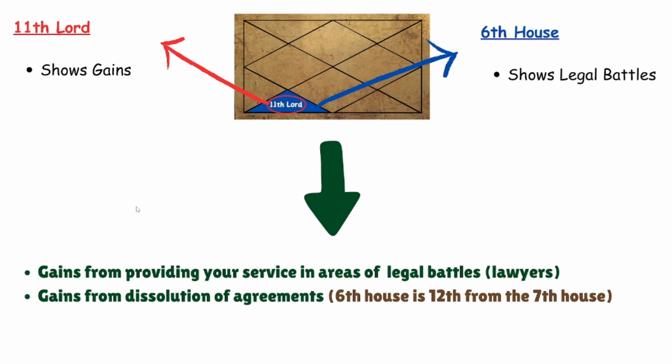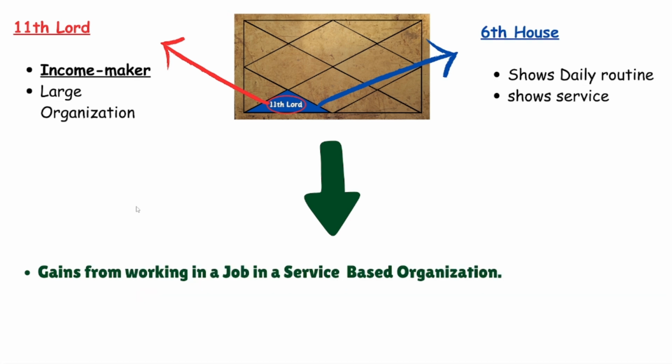Now, the 6th house is 12th from the 7th house, it shows loss of agreements, or breaking of agreements. The contracts are no longer there, dissolution of contracts, maybe here we can also see it as a divorce. So working in these areas can benefit you due to this placement.